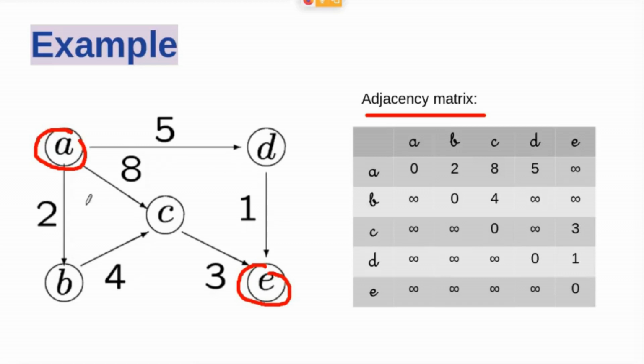We don't have bidirections in here. So A is connected to the neighbors B, C, and D, as you can see here. That's why A connected to B has a weight of 2, A connected to C a weight of 8, A connected to D a weight of 5, and because we have no connection with E, we have an infinite.